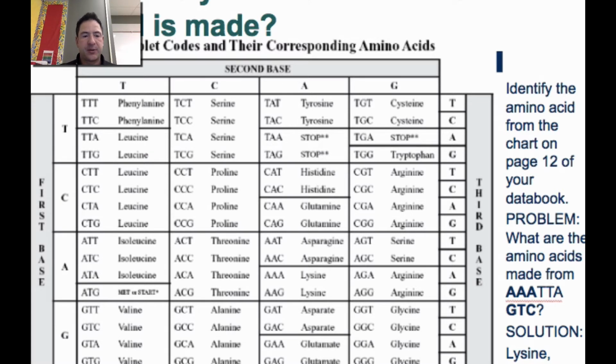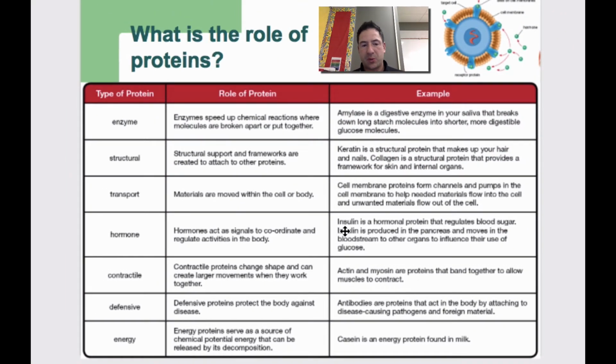So hopefully we're understanding the structure of DNA, but the whole purpose of this is to produce proteins. So I'll talk a little bit about some of these proteins. Enzymes speed up chemical reactions. Structural proteins give us support and framework. Basically, they allow us to attach different muscles, and those proteins help us build and give us the support we need. Transport proteins move things within the body.